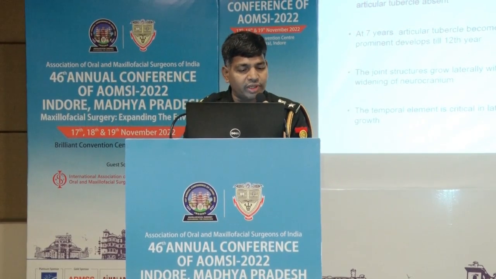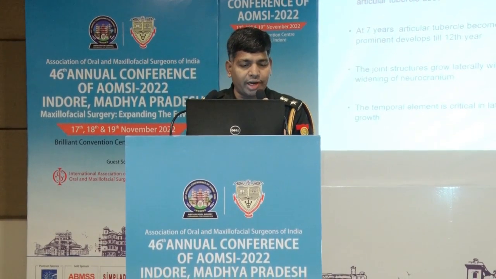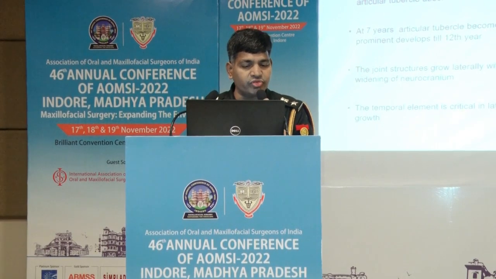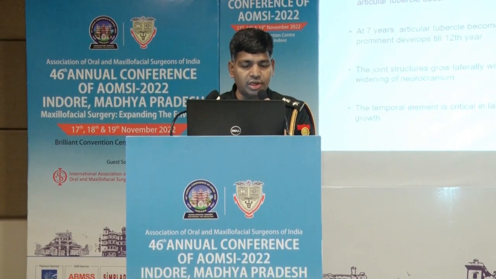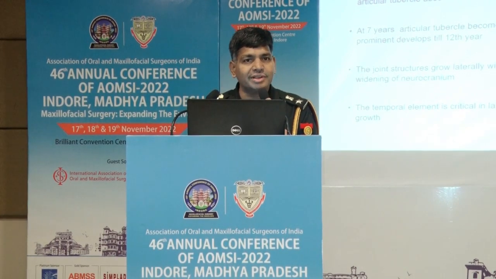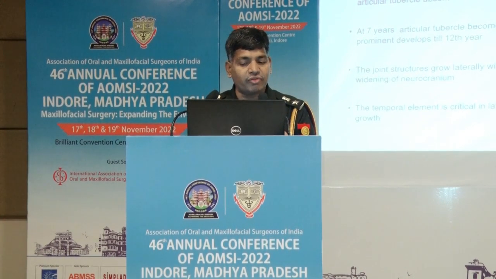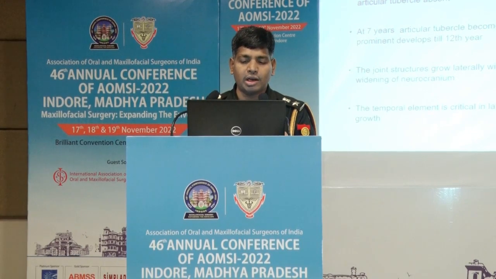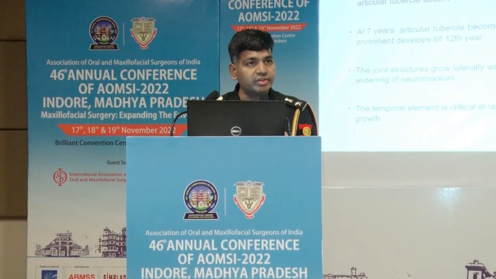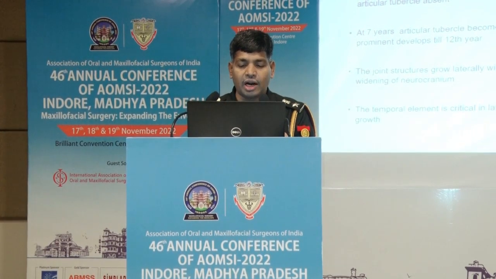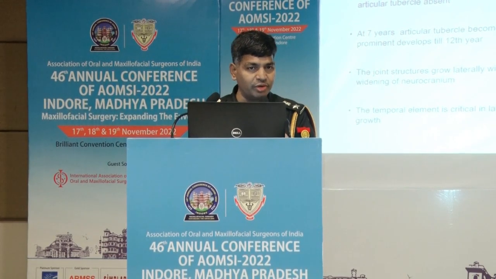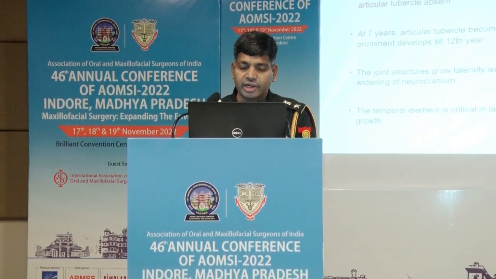What happens during the development of the condyle? At 7 years, the articular tubercle becomes very prominent till the age of 12 years. Then the temporal element is critical in the lateral growth. The disc changes its shape over a period of time. It becomes compact, less cellular, and collagenous. The mature disc at the end is avascular and aneural in the central portion. Out of the three portions, the anterior, middle, and the central one is avascular.